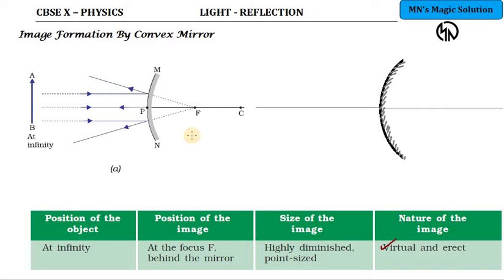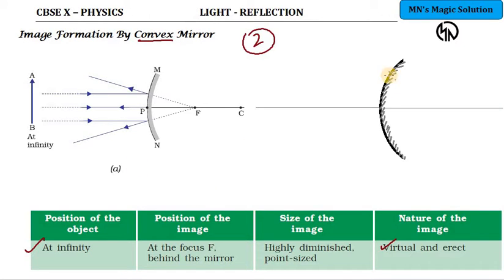Hi students, in today's session we are going to learn about the image formation by convex mirror. For a convex mirror, you have two ray diagrams. The first ray diagram, the position of the object will be at infinity. In the second ray diagram, the object position will be anywhere between infinity and the mirror. Where does the image form when the object is placed at these positions? These two ray diagrams we are going to learn how to draw.